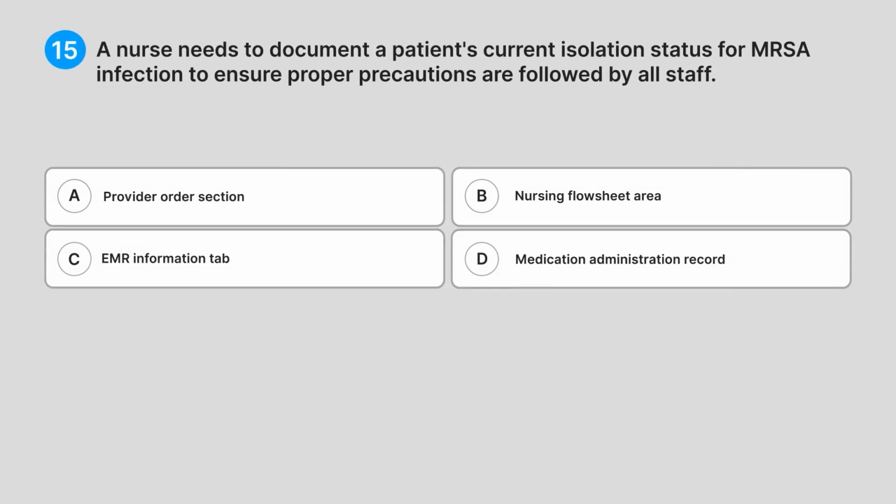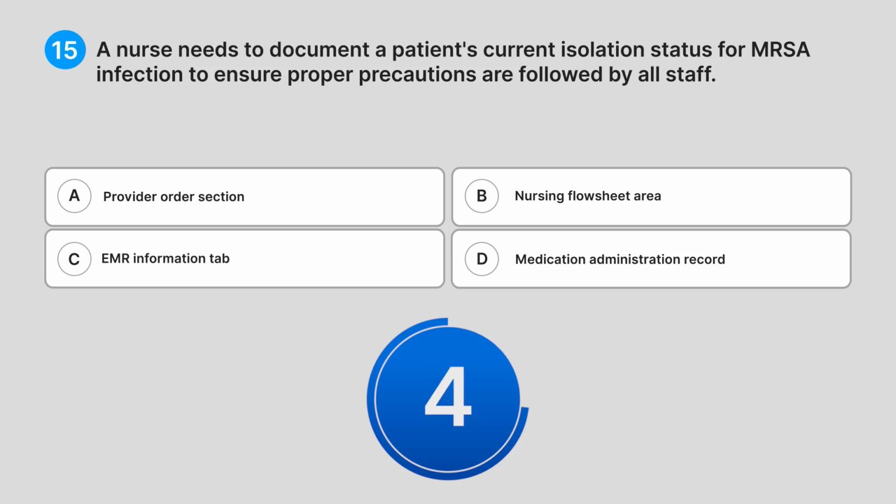15. A nurse needs to document a patient's current isolation status for MRSA infection to ensure proper precautions are followed by all staff. A. Provider order section. B. Nursing flowsheet area. C. EMR information tab. D. Medication administration record. Can you guess the answer?